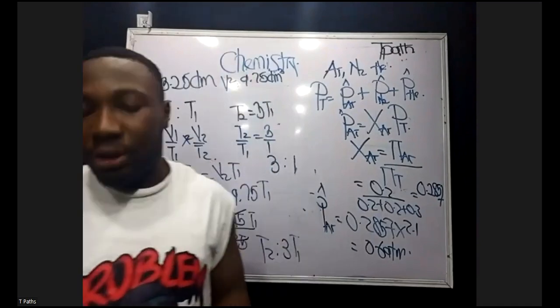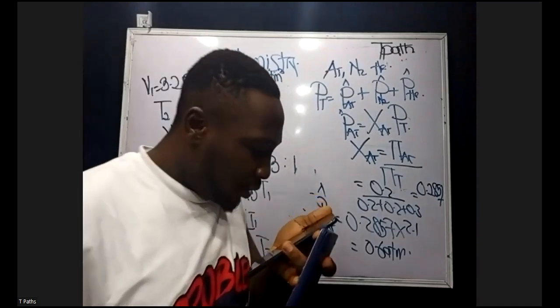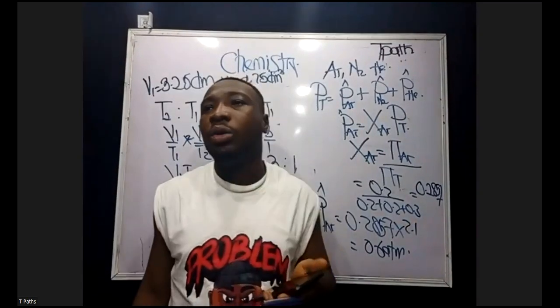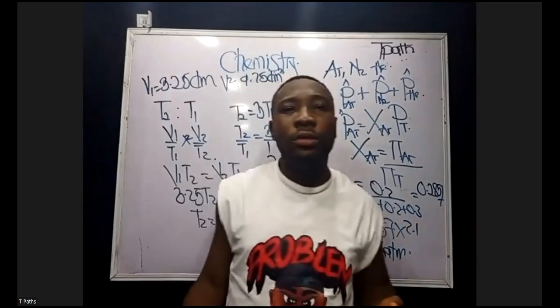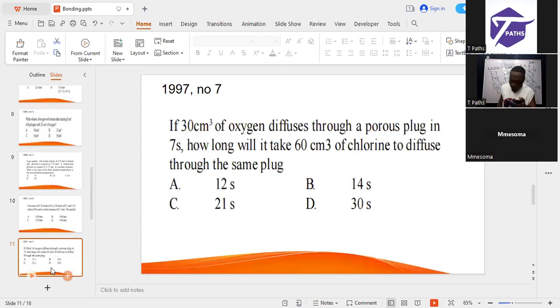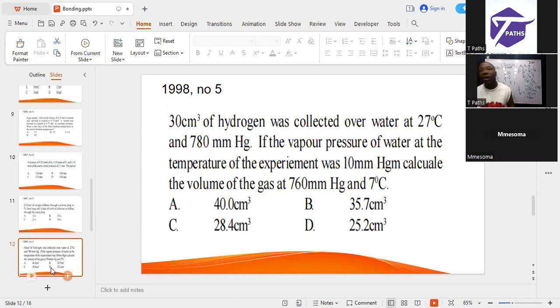The next question is about 30 cm cube of oxygen diffusing. That's one for you to try on your own, 1997 number 7. You can try it, the answers are there. The next one is 1998 number 5. It's a very good question. I picked that question specifically because I want to explain the concept there.